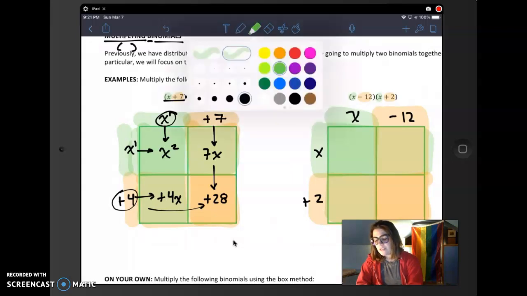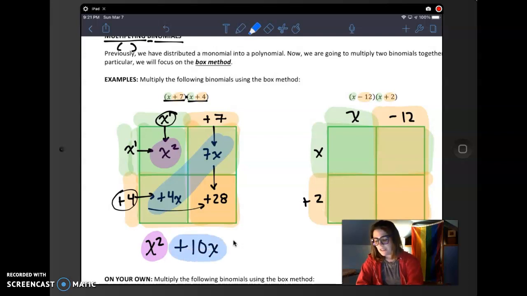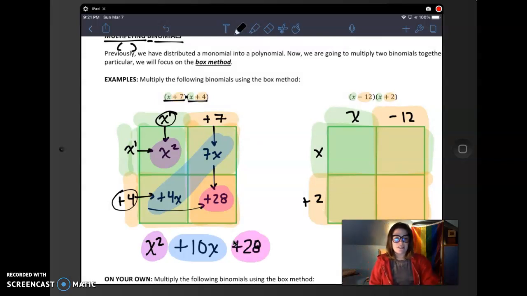Here's the best part about the box method: it allows us to then rewrite our answer. This is always the same, you guys. It's very much a pattern. We have X squared coming first. Then we combine our two groups of X's in the diagonal. 4 and 7 add together to get 10 X's. You have 7 X's and 4 X's hanging out, and you combine them to get 10 X's. And then finally, we get the +28 over here, and that's our final answer.